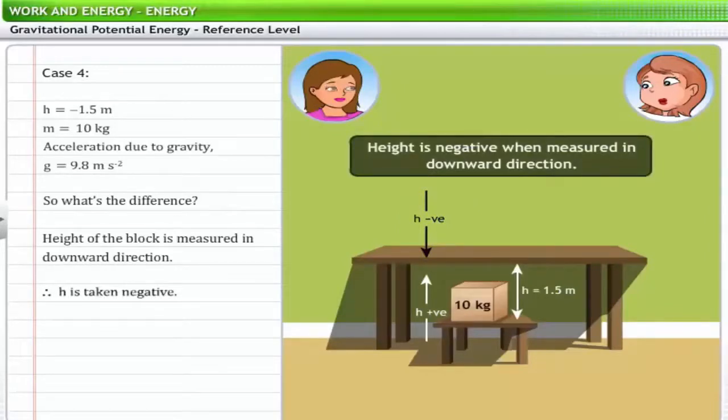We can obtain the value of gravitational potential energy of the block in this case by substituting the values of mass, acceleration due to gravity, and height of the block in the expression PE is equal to mgh. The height in this case being negative, the gravitational potential energy of the block in this case is minus 147 joule.